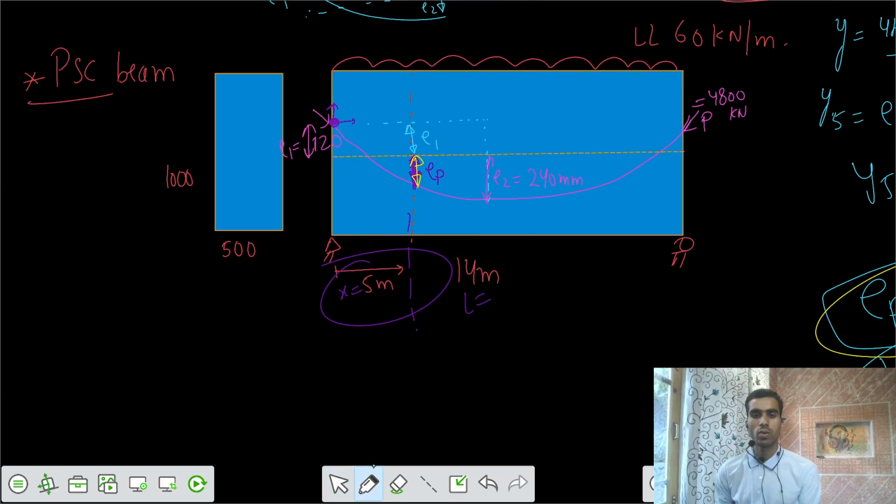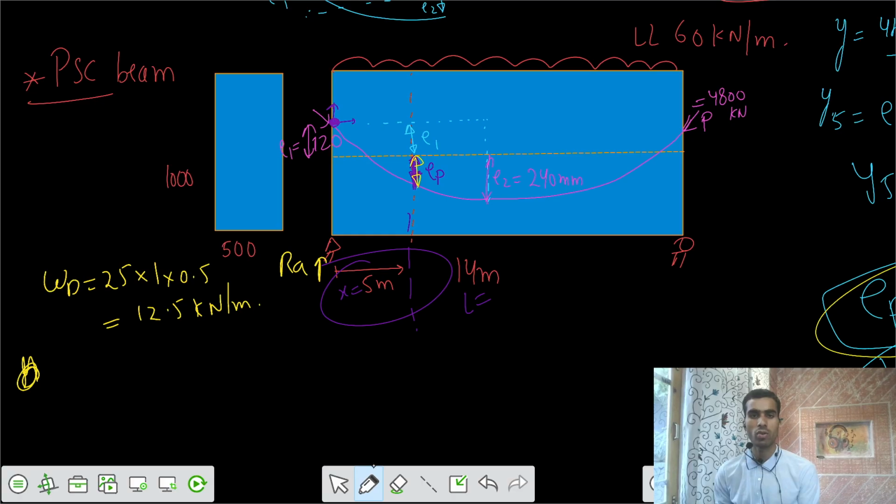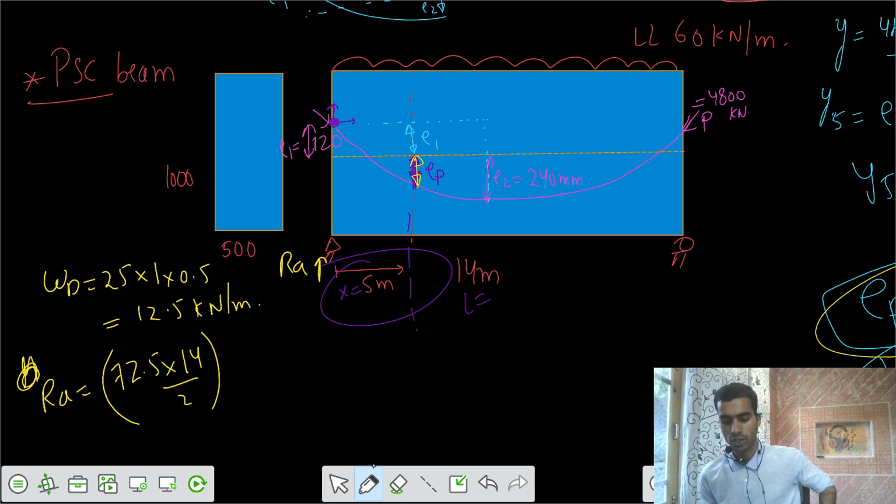So let's calculate the moment at 5. Can you calculate the dead load? W dead is 25 into 1 into 0.5, that is 12.5 kilonewton per meter. We need to calculate reaction A, because we don't have to calculate for the mid, we have to calculate at x equals 5. So reaction at A equals total UDL of 72.5 into length of 14 divided by 2.